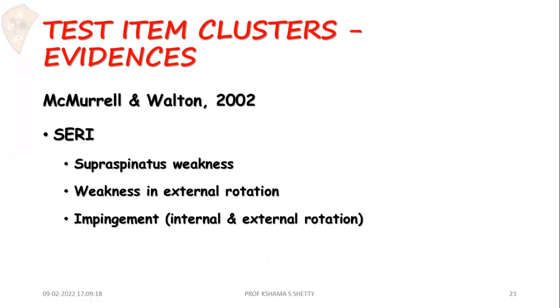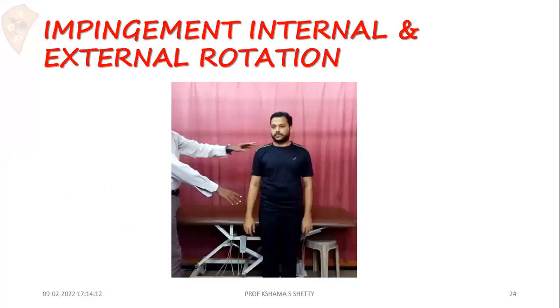There is another cluster of test evidence, by McMurrells and Walton in 2002, who described SIRI, that is supraspinatus weakness, weakness in external rotation, and impingement, that is, your internal and external impingement signs or symptoms will be there. Now supraspinatus weakness, weakness in external rotation and impingement can be demonstrated like this.